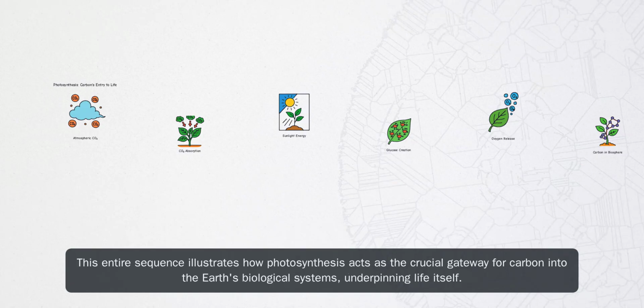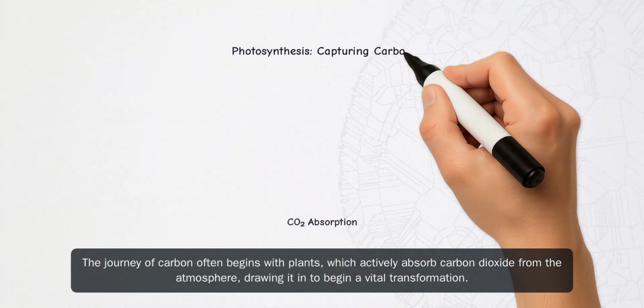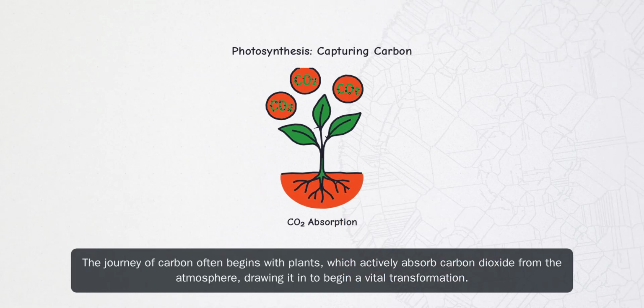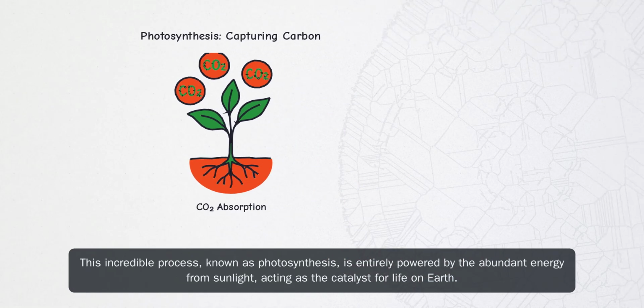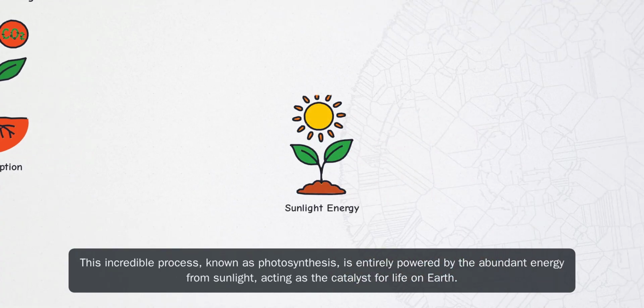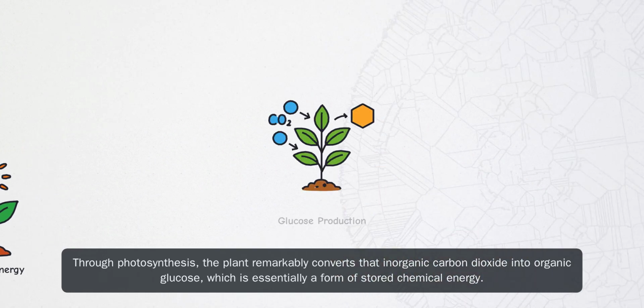The journey of carbon often begins with plants, which actively absorb carbon dioxide from the atmosphere, drawing it in to begin a vital transformation. This incredible process, known as photosynthesis, is entirely powered by the abundant energy from sunlight, acting as the catalyst for life on Earth. Through photosynthesis, the plant remarkably converts that inorganic carbon dioxide into organic glucose, which is essentially a form of stored chemical energy.